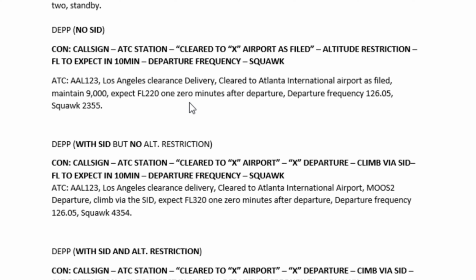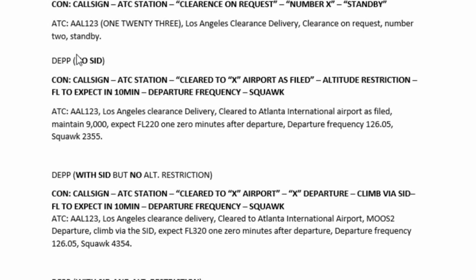Now the clearance, let's start here with the first clearance, the one with no standard instrument departure. So the construction is basically the same. The difference is that you have to say what flight level he has to expect in 10 minutes, and the flight level he has to expect in 10 minutes is his cruise level. In this case, it is flight level 220. So in this case, you would say America 123, Los Angeles clearance delivery, cleared to Atlanta International Airport as filed. Maintain 9,000, expect 220, 10 minutes after departure.